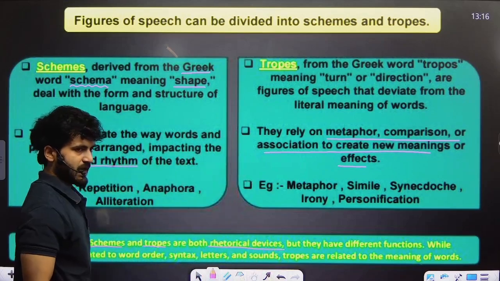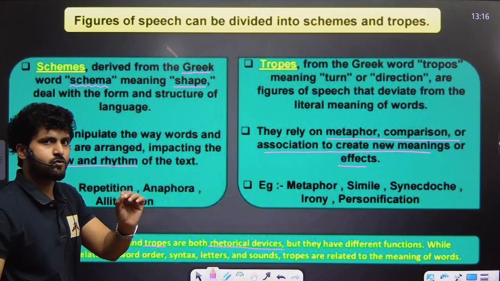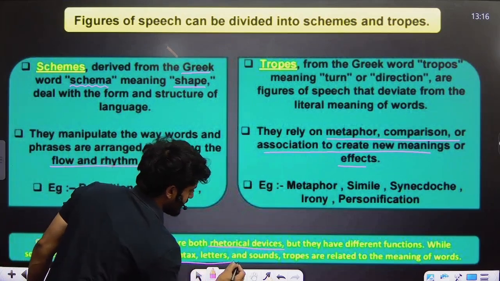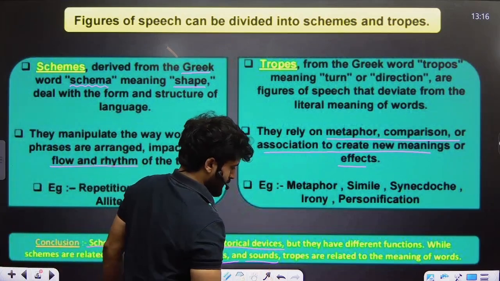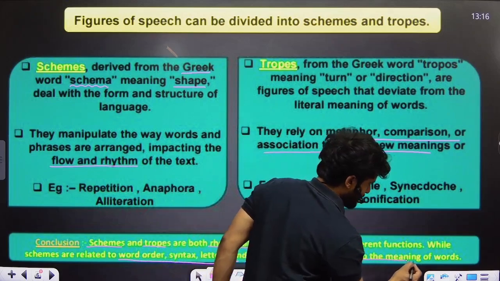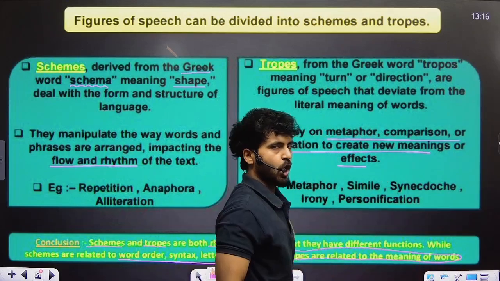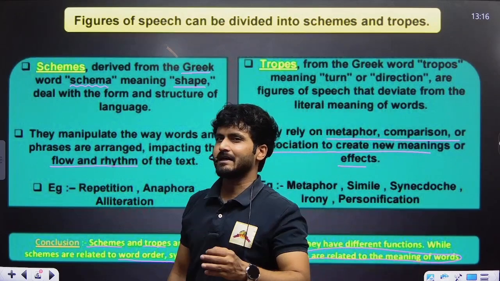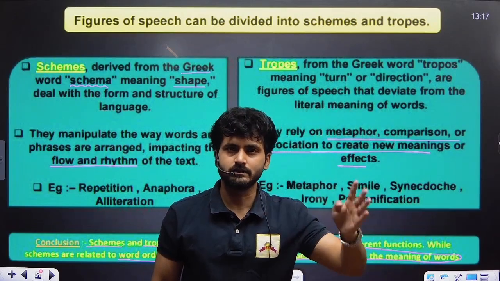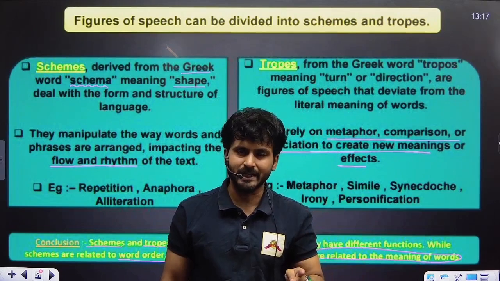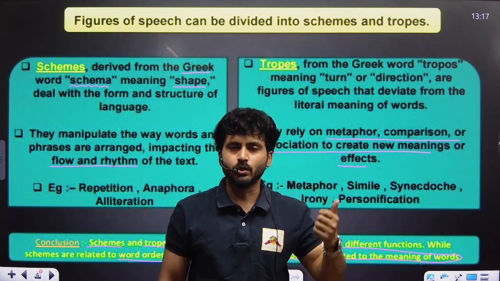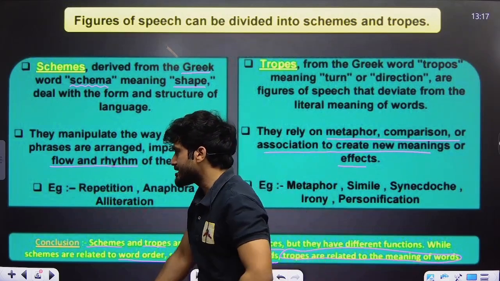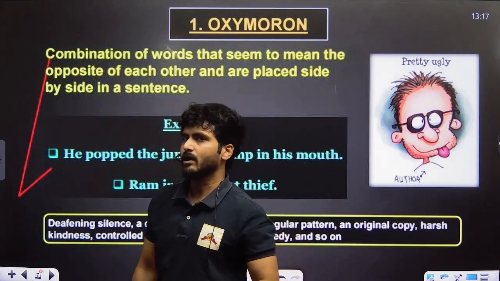So in conclusion, schemes and tropes are both rhetorical devices, and each has a different function. Schemes are related to word order, syntax and letters or sounds, whereas tropes are related to the meaning of the words. Got it? Now I'm very sure that you are clear. You have the depth of knowledge of the literal meaning and the figurative meaning in languages, and you have also learned about tropes and schemes. Now let's learn each figure of speech one by one.